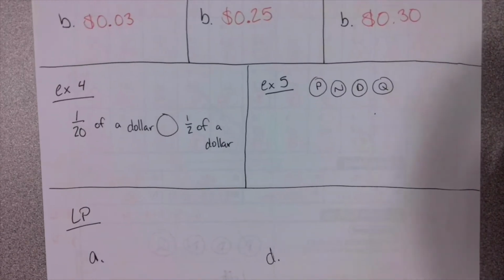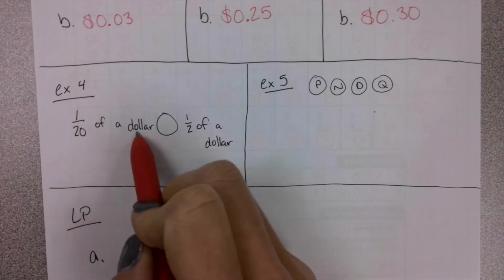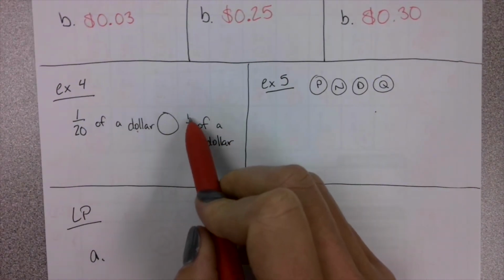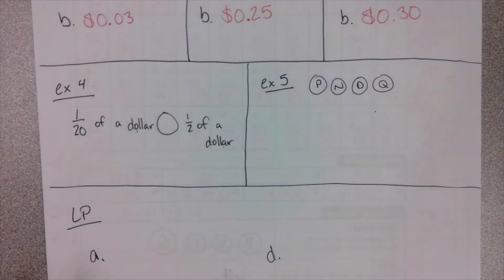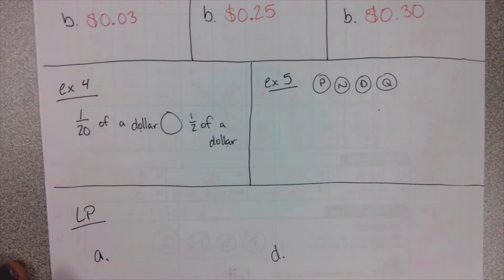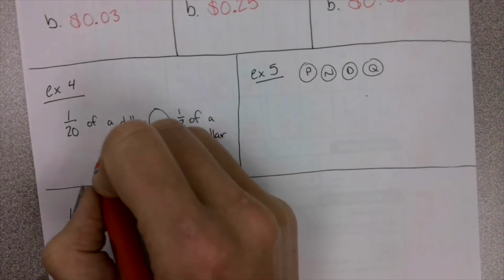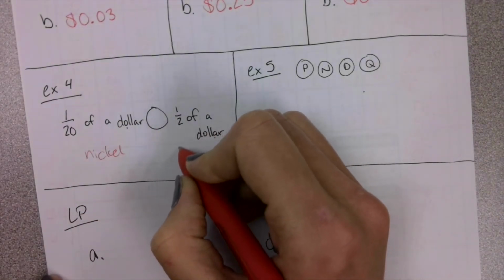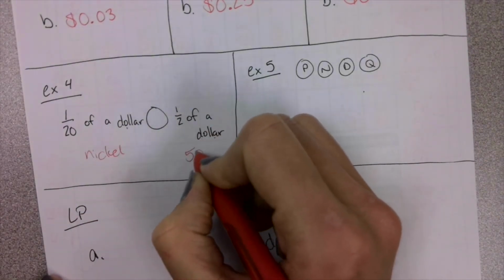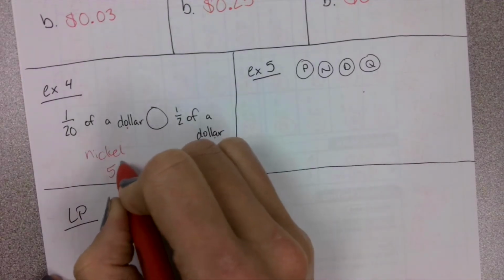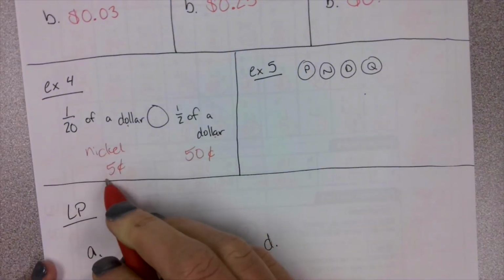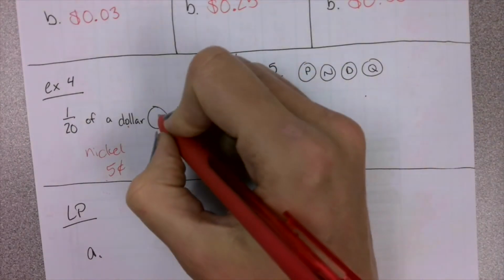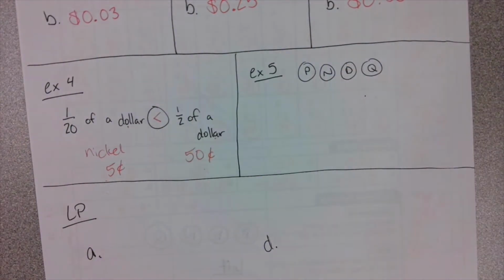Example 4. It says 1/20th of a dollar compared to 1/2 of a dollar. Is 1/20th less than, greater than, or equal to? Well, 1/20th of a dollar, that's a nickel. 1/2 of a dollar, that's a half dollar, which would be 50 cents. So nickel's 5 cents. Is 5 cents less than, greater than, or equal to 50 cents? Less than.